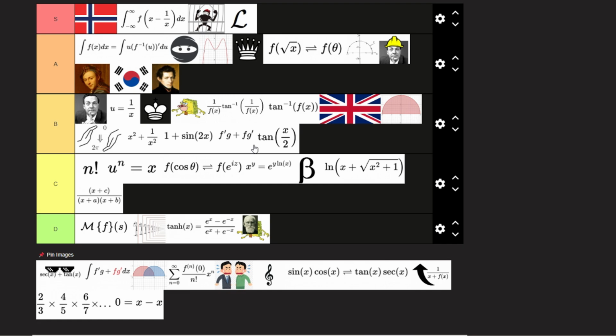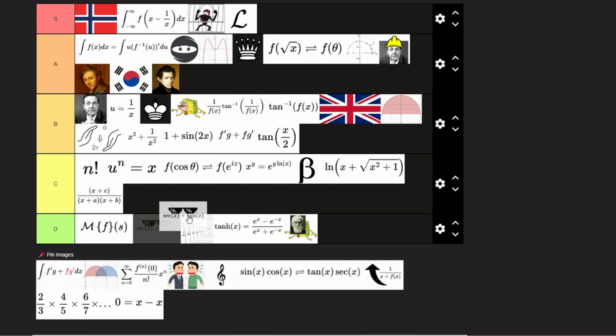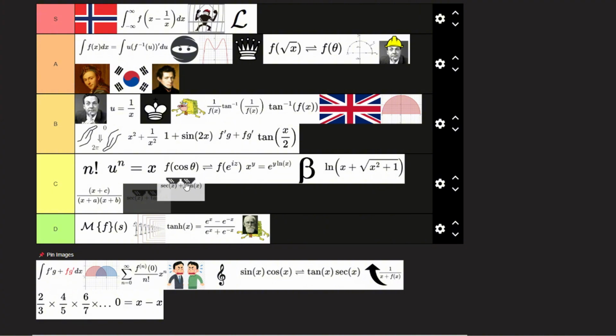It is cooler than the reverse product rule, but it's not as satisfying as periodicity. Oh, here it is, the secret trick. This is what it is. With Korean substitution, I might have to put it in A tier. Yeah. I'm sorry, but it's cooler than the Feynman technique. I'm sorry.